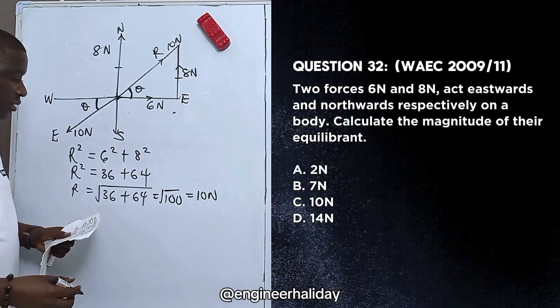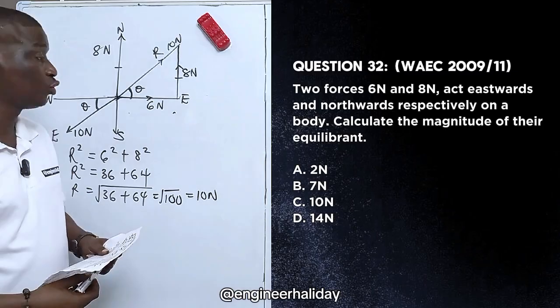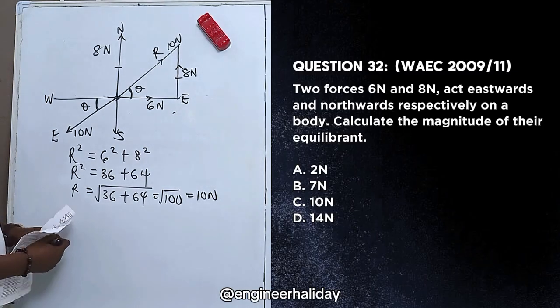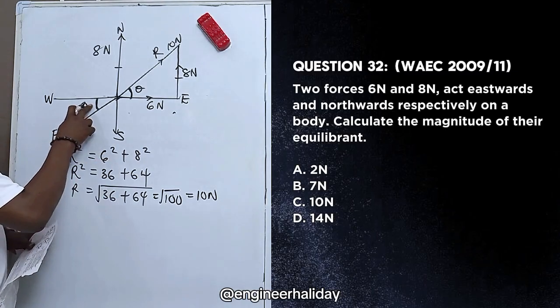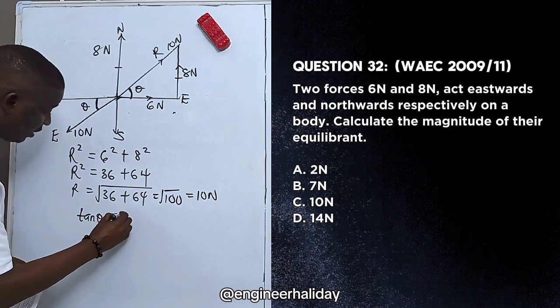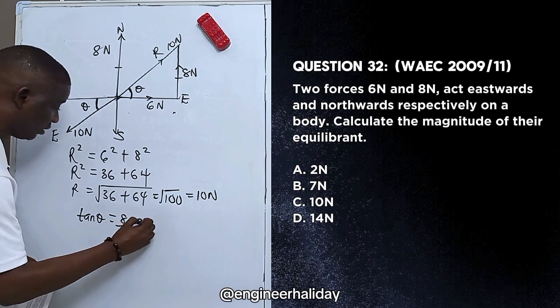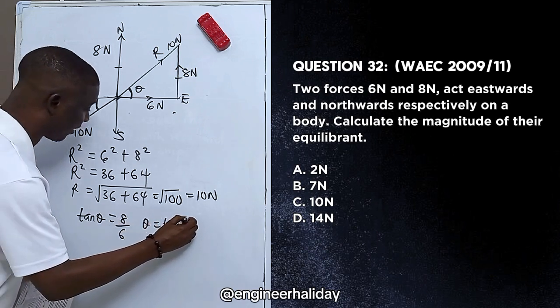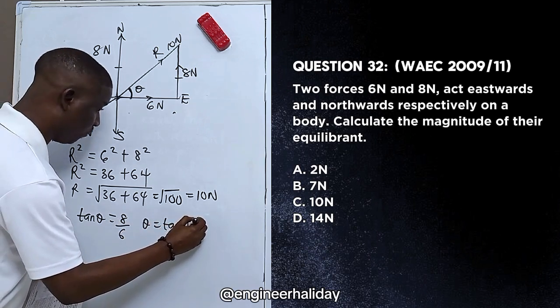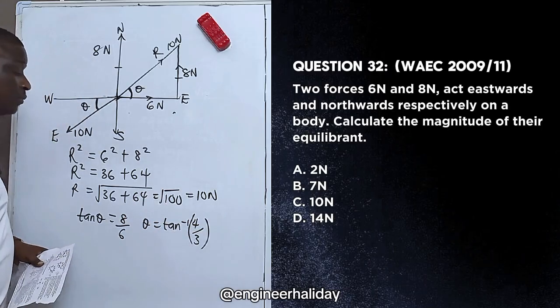To calculate the magnitude, this is magnitude 10 Newton. So the magnitude of the equilibrant is 10 Newton. But if they ask you for direction, this will be your direction. You just find tan theta equals 8/6. Then from there, theta equals tan inverse of 4/3.